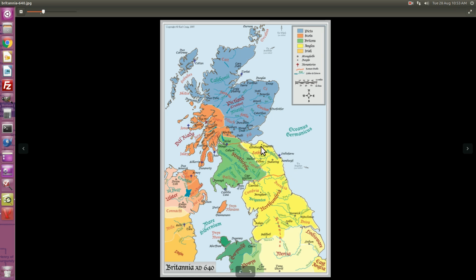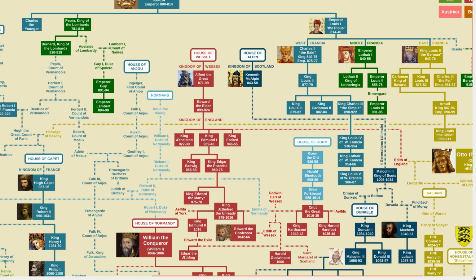So we know that Kenneth McAlpin was a Scot and that he became king of the Picts by conquest. And in the centuries that followed, the Scots and the Picts merged slowly and also extended their territory south until they became what we know now as Scotland. But this process did not happen overnight. So back to the family tree chart.